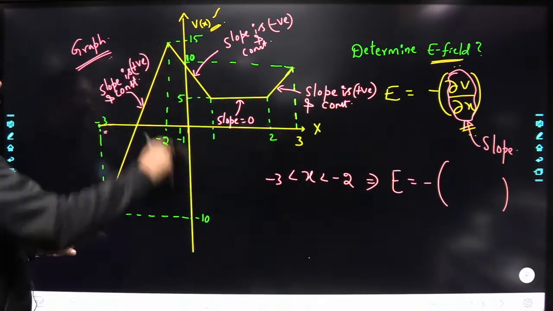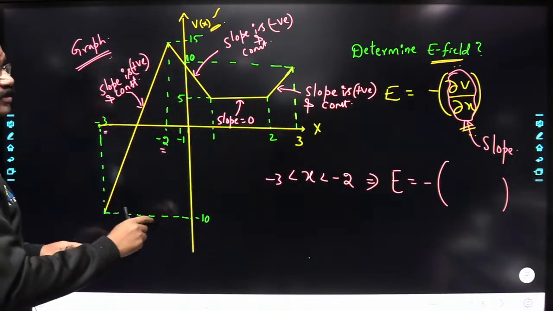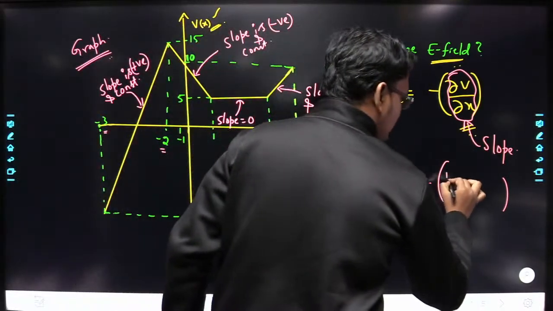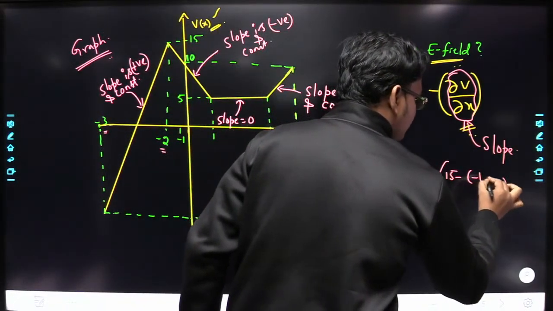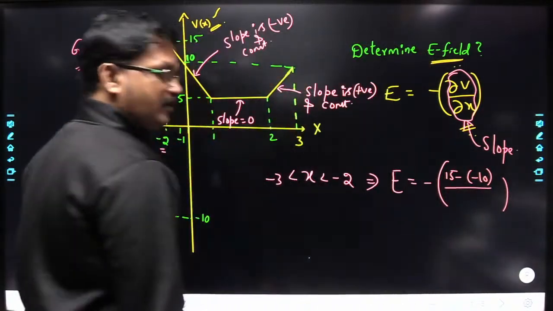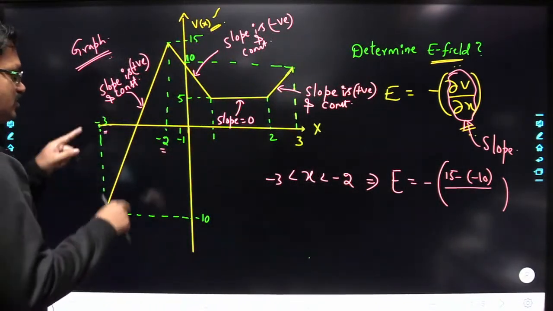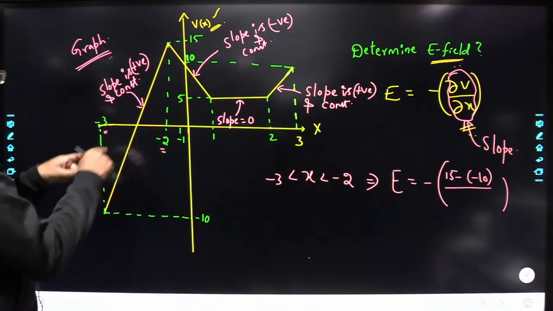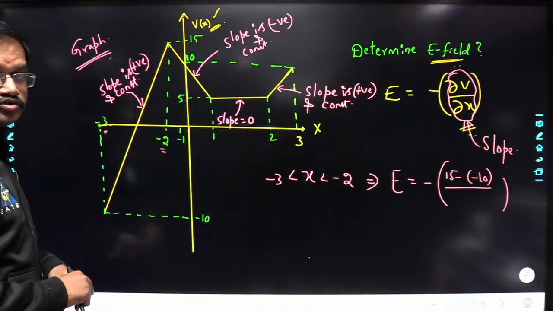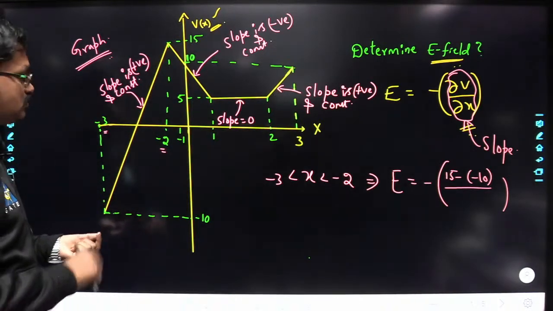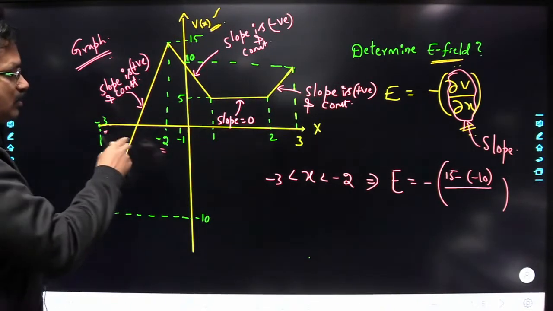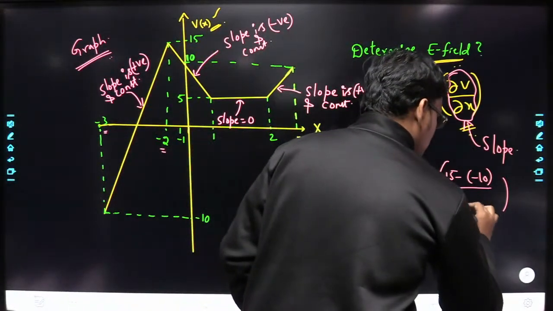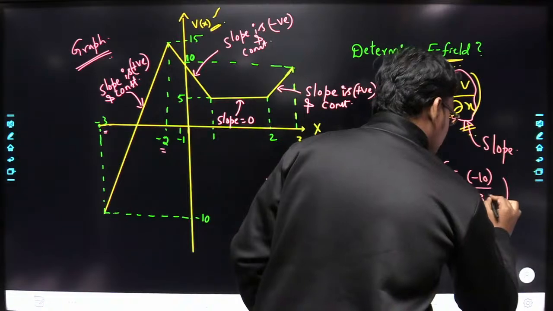So what is the change in V? It is nothing but 15 minus of minus 10, divided by the change in x from here to here, from minus 3 to minus 2. So what is the change? It is minus 2 minus of minus 3.